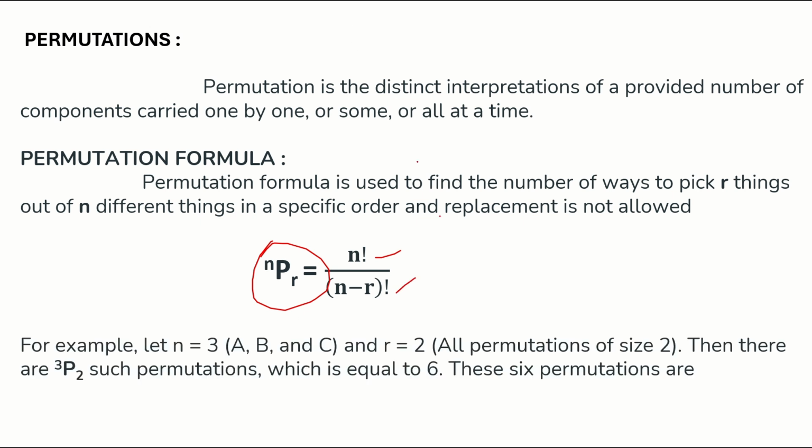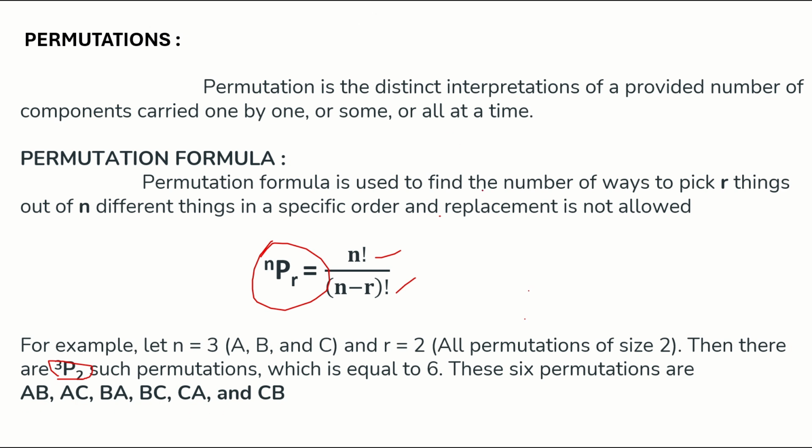Let's see an example here. We have three letters ABC. We want only two letters from ABC. How many ways can we arrange two letters from ABC? We can write AB, AC, BA, BC, CA and CB. We can write 6 ways from the three letters. So we can write this as 3P2 permutations. Here 3P2 means 3 factorial by (3 minus 2) factorial. So 3 factorial is 6, so we can write it in 6 ways here.